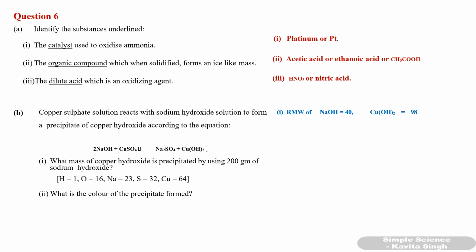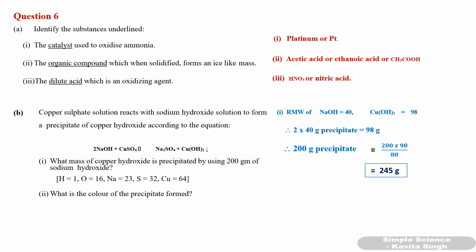Now you have two molecules of NaOH. That means mass will be 80. 2 into 40 will be 80. So now 2 into 40, that means 80 gram precipitates 98 grams of copper hydroxide. 80 grams of NaOH precipitates 98 gram of copper hydroxide. So 200 gram will precipitate 200 into 98 divided by 80. So 245 gram is your answer.